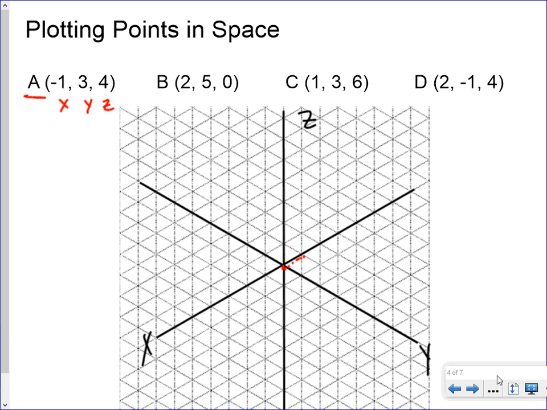Now my Y value is 3, which is positive, so I'm going to follow this Y-axis and think about which direction would be positive and which direction would be negative. To go to the right would be positive, to go to the left would be negative. So from where I'm at, I'm going to follow parallel to the y-axis, and I'm going to go 3.